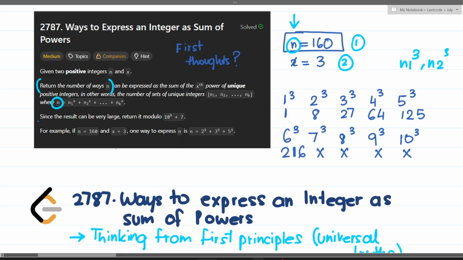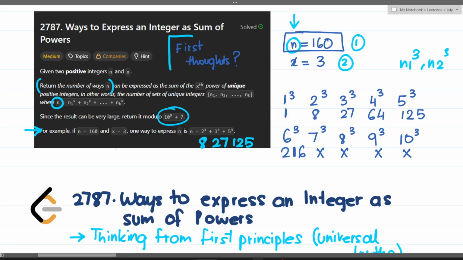All right. Now, the result can be very large, return it modulo, and then they have given us this particular line as a further explanation. For example, if you're given n is 160, x is equal to 3, then one possible way to make 160 with powers of 3 is that you take 2 to the power 3, which is 8, you take 27, and you take 125. If you add all of these numbers up, you get 160, right?